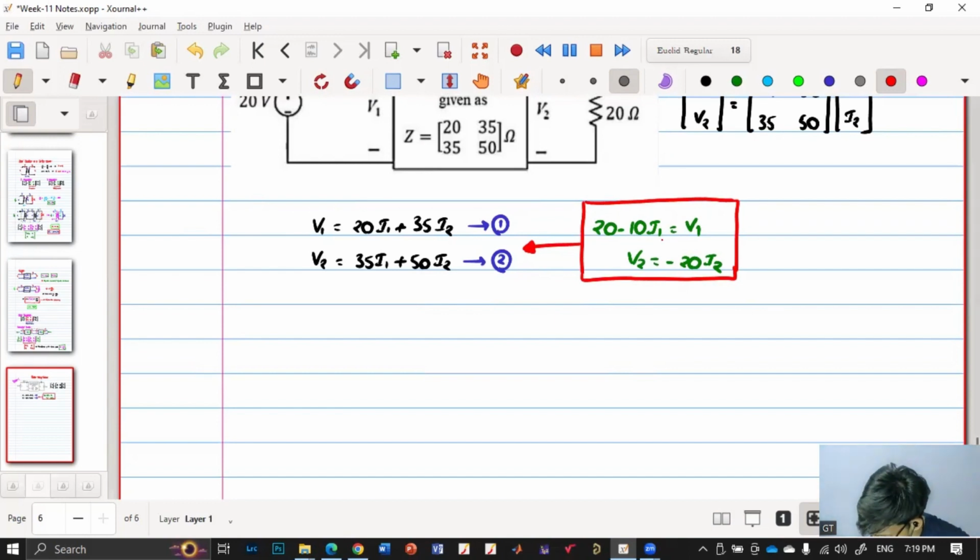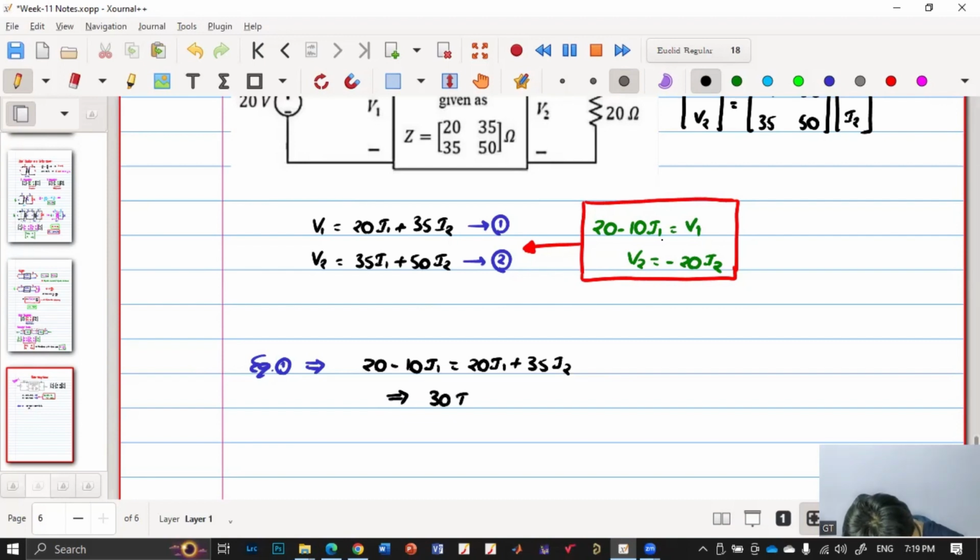First, equation one will turn out to be: V1 is 20 minus 10 I1, equals 20 I1 plus 35 I2. That implies 30 I1 plus 35 I2 equals 20. So this is our equation 3.